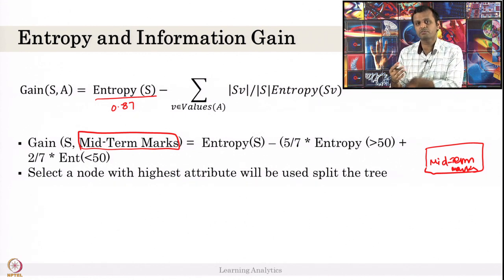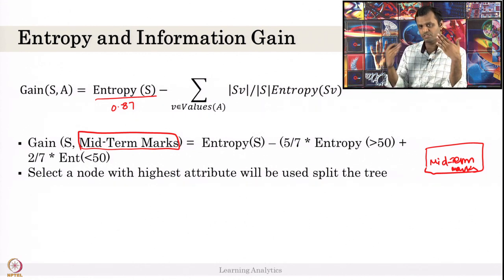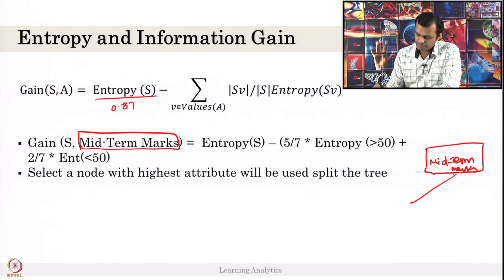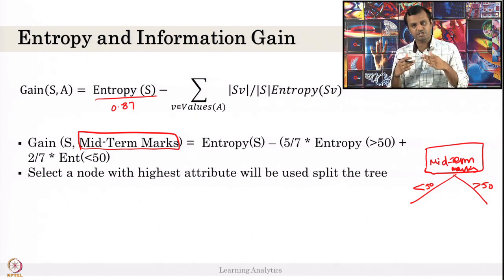Now you need to make a decision whether you want two branches out of it, or three branches out of it, two children or three children. I make two children. One is less than 50, and one is greater than 50. So I make a decision here, right?